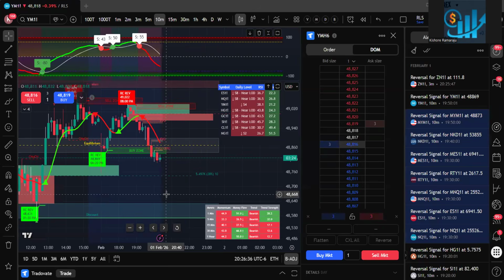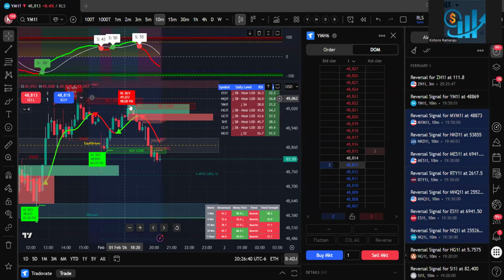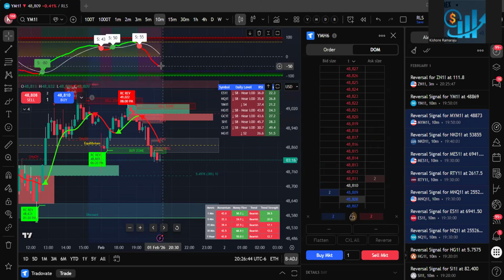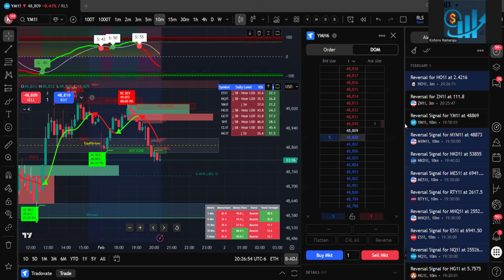For example, with YM, we got a bearish reversal. Your T5 is also in a bearish trend. If you see YM here, it is 4 levels below. The RSI is below. Strength is also good. So we can go ahead and take a short now.